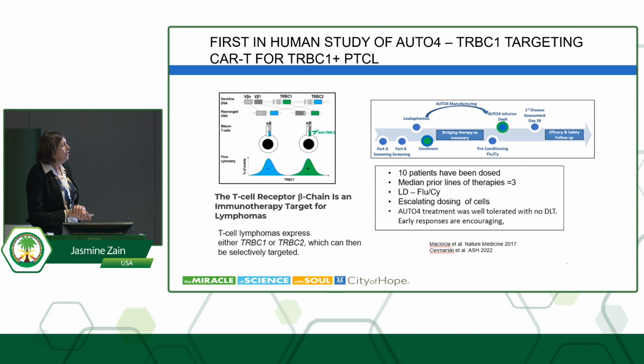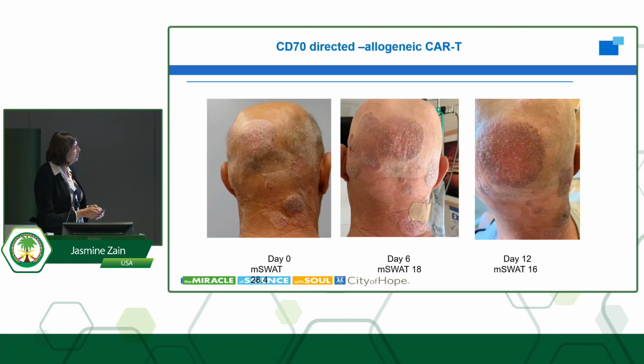AUTO4 CAR. The T cell receptor beta component can have two isoforms, C1 and C2. So tumors will express one or the other. This is a CAR against TRBC1, which has been developed by a British company. This data was presented at ASH last year of 10 patients who have been dosed with this CAR if the tumor has the TRBC1 subtype. And again, the data is early. It's mostly a dose-finding study at this point, but that's an interesting approach.